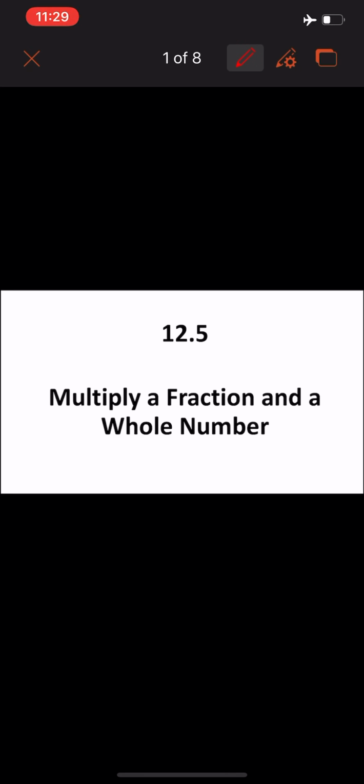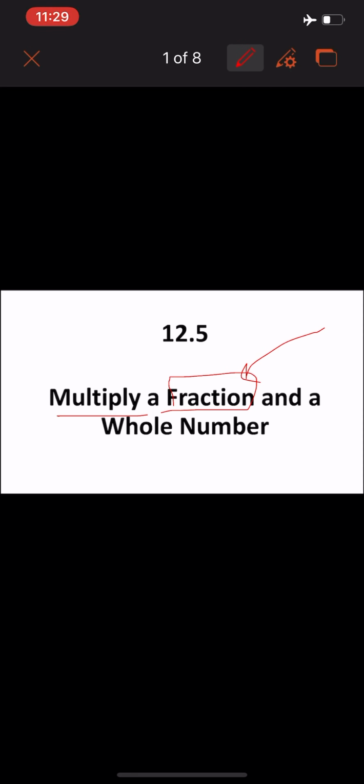So we'll continue chapter 12. Lesson 5, multiply a fraction and a whole number. In the last lesson, as you know, we have learned how to multiply a unit fraction with a whole number. Today, we will see how we multiply a fraction with a whole number.